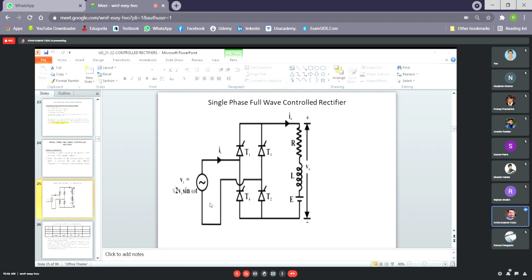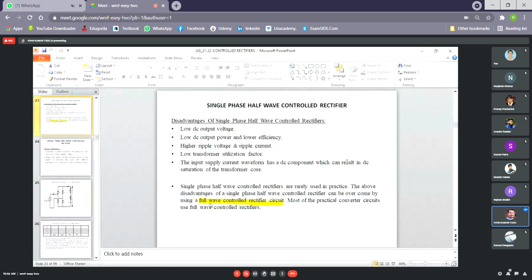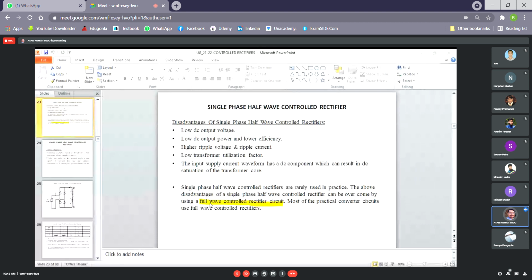In our last class, we talked about our single phase half wave control rectifier, if you recollect, and we saw the advantages and disadvantages of using it. These are the disadvantages: low output DC voltage, low DC output power, low efficiency, higher ripple voltage in both the current and the voltage, low transformer utilization factor, and a DC component in the input supply current.